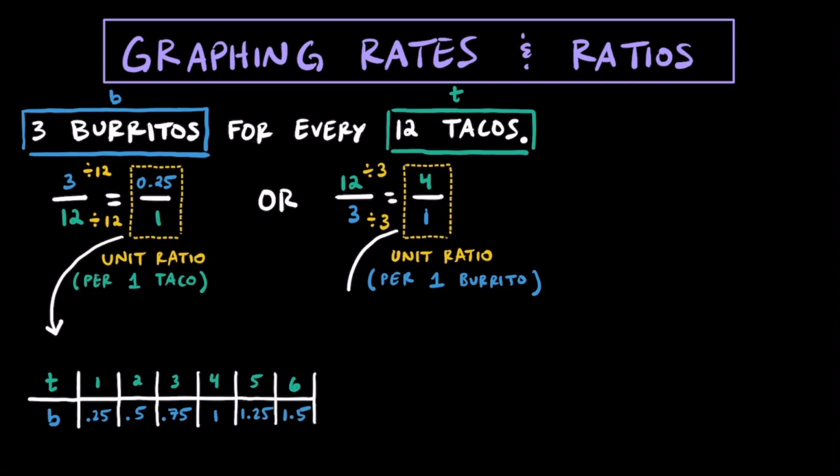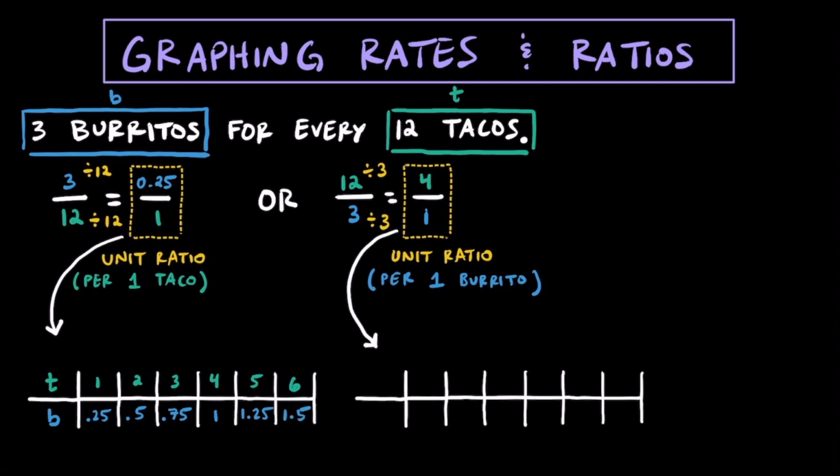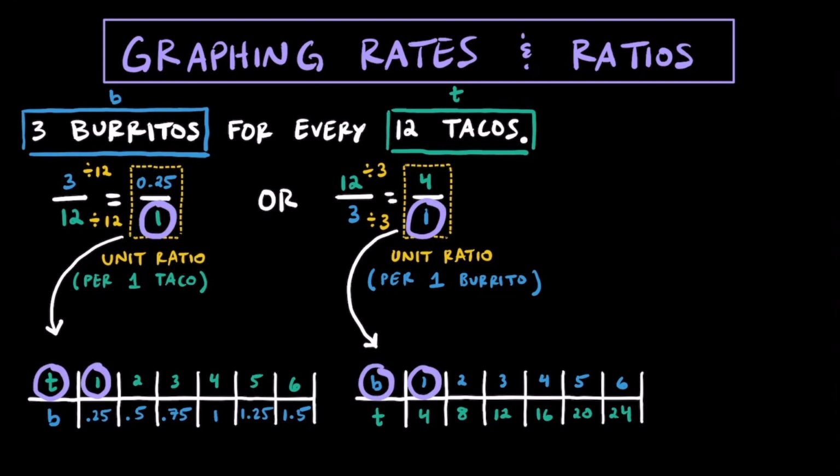And for a unit ratio per 1 burrito, we can make another table, and the burritos are going to go on top this time because it's per 1 burrito. Given these numbers of burritos, we'll have these respective amounts of tacos. And again, since the unit ratio on the left is per 1 taco, that's going to go on top, and for the unit ratio on the right, since it's per 1 burrito, the burritos go on top.